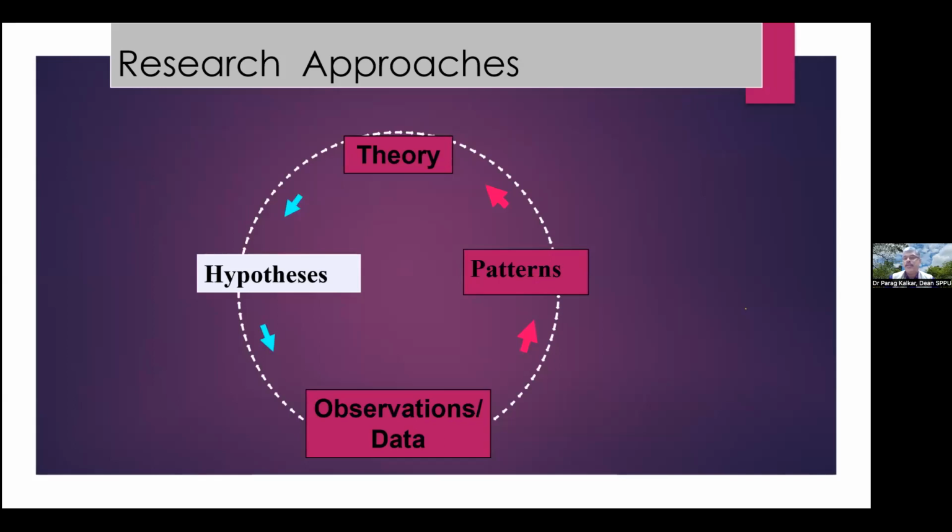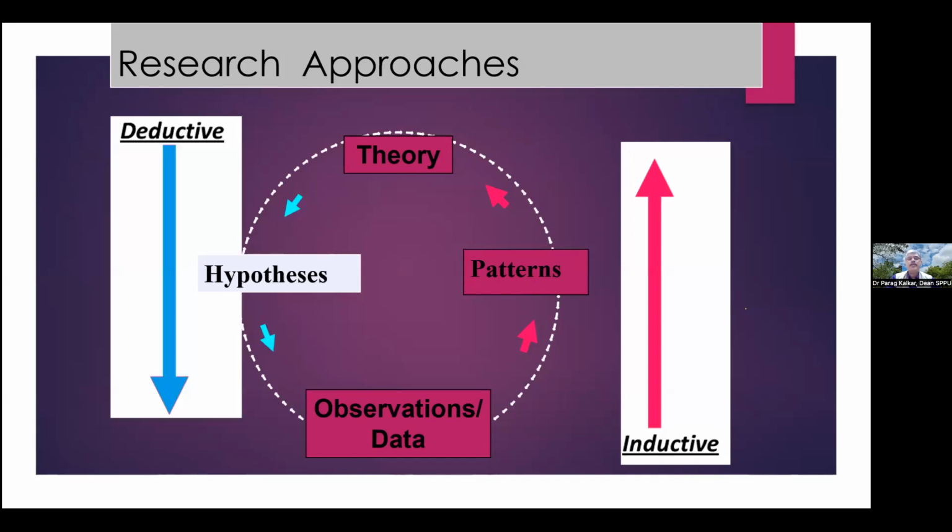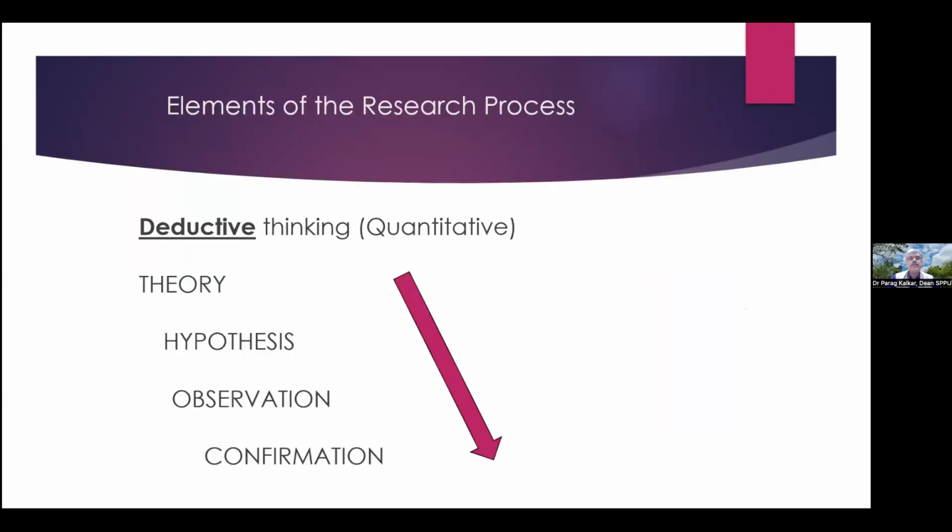You can find out the patterns. You can create a model out of your theory. And that model can be tested multiple times to confirm the outcome of your research. This is called inductive research. And this is called deductive research. From theory to observation is deductive research. From observation to theory is inductive research.